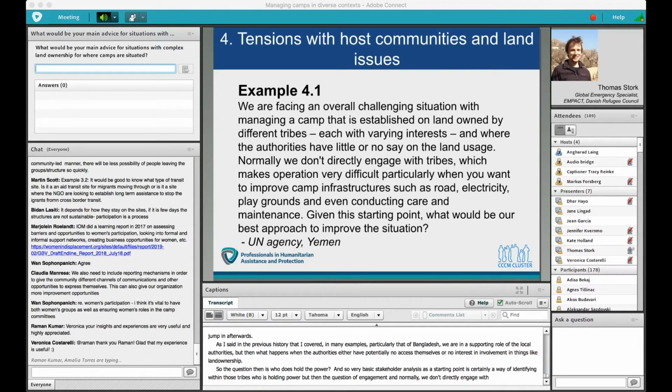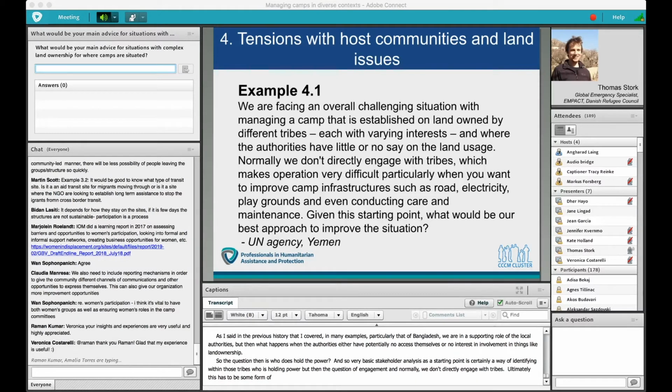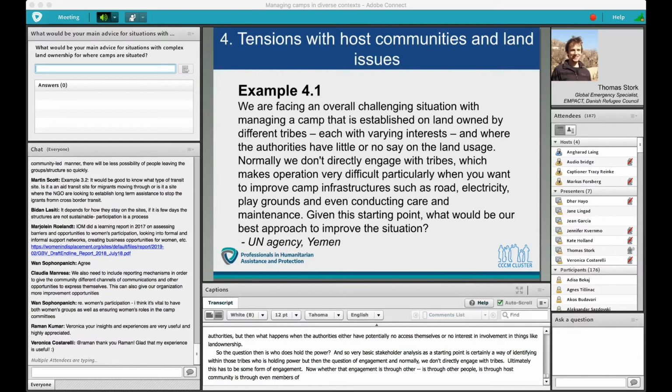Now, whether that engagement is through other people, through the host community, or potentially even through members of the camp population, there has to be an engagement, because if not, that situation won't improve.